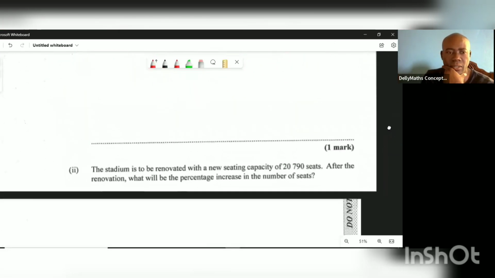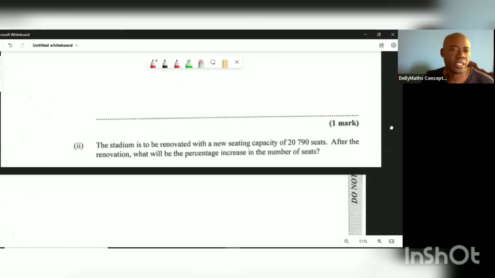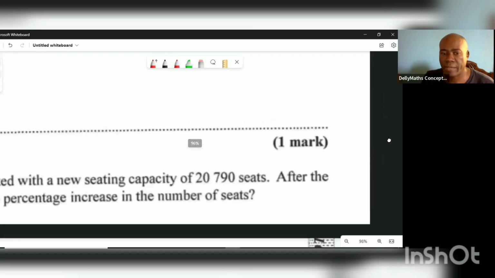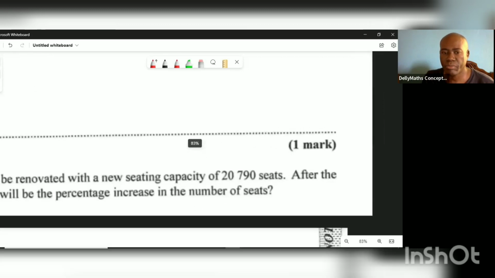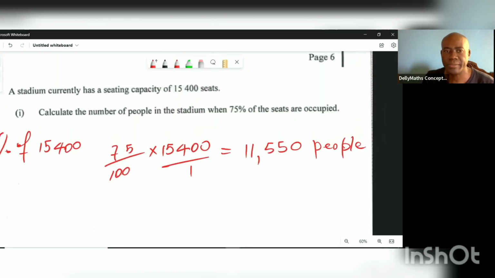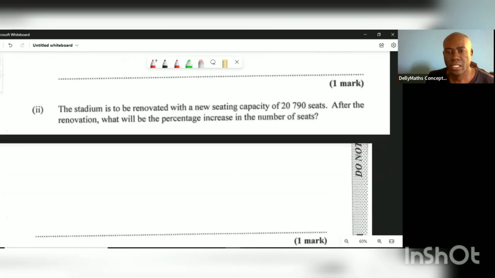All right, so the next question says, the stadium is renovated with a new seating capacity of 20,750 after the renovation. What will be the percentage increase in the number of seats? Firstly, in order to do that, we have to think about what the seating capacity was before. It was 15,400. The percentage increase is simply based on the difference.